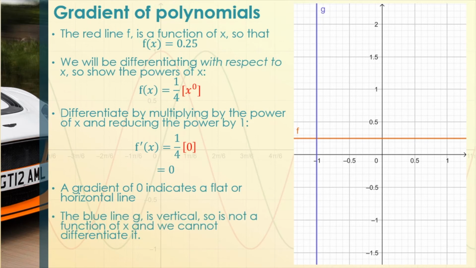g, the vertical line, is not a function of x, and therefore we cannot differentiate it. It will have an undefined gradient.